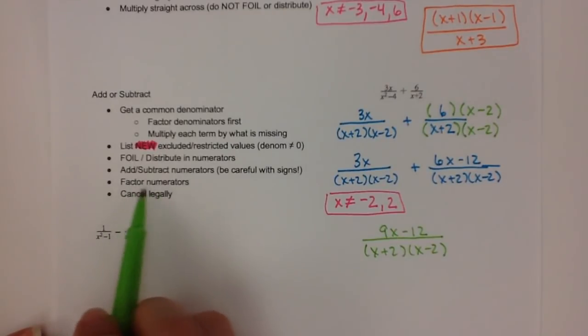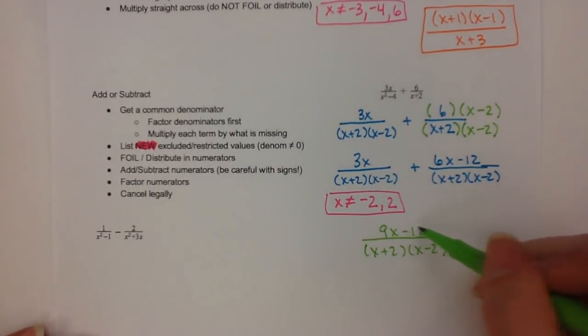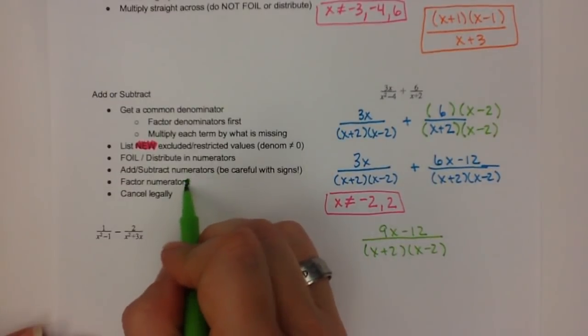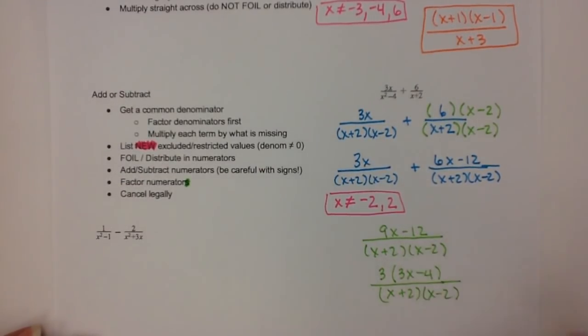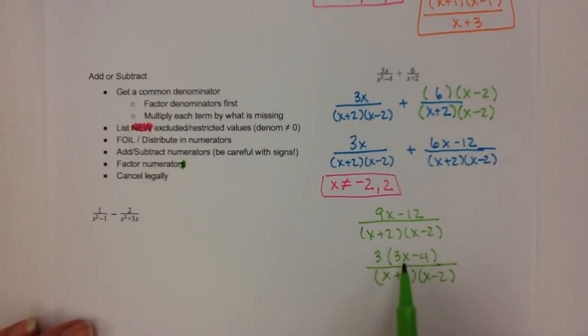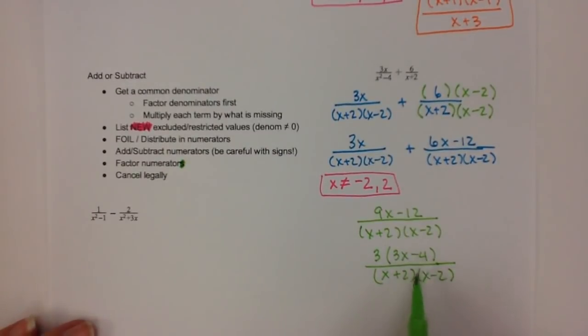Then we need to see if we can factor the numerators. So in the numerator, there's just one numerator, we have a GCF of 3. So that'll be 3 times 3x minus 4 over x plus 2 times x minus 2. So then we want to see if we can cancel anything. Remember, to cancel, everything has to match exactly. So I've got a 3x minus 4, an x plus 2, and an x minus 2, which means nothing's going to cancel. So this ends up being my final answer.